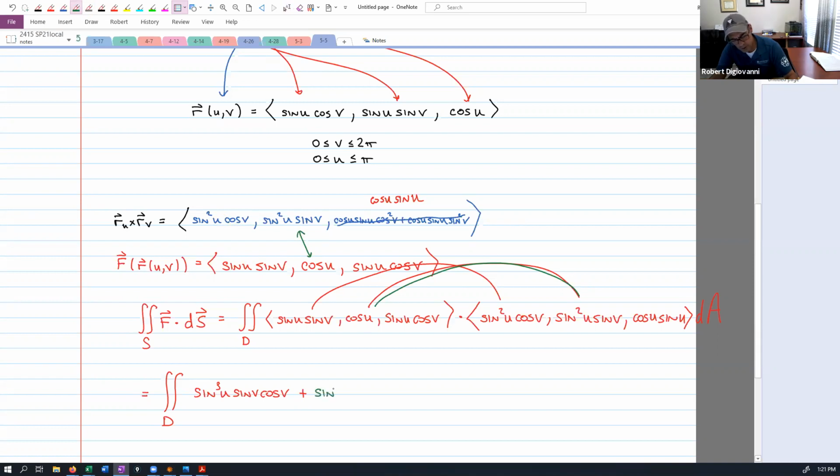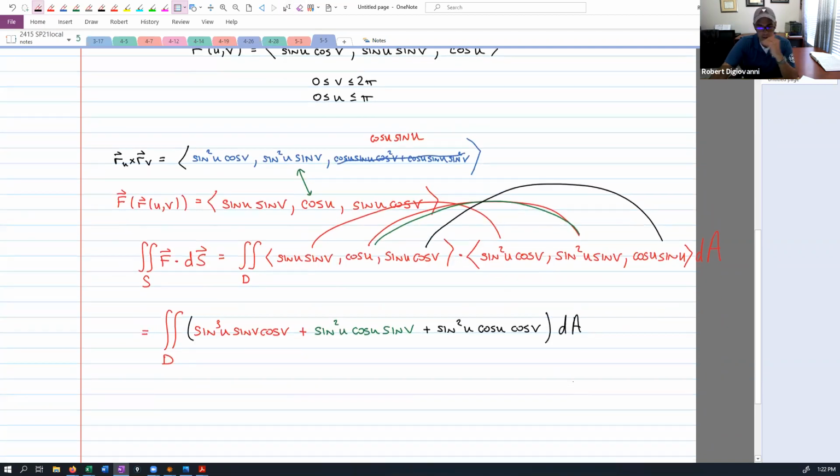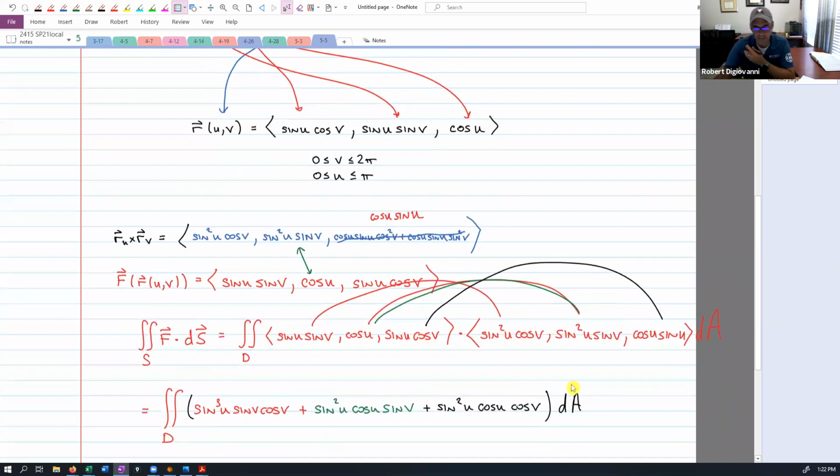That should be sine squared u, cosine u, sine v. And then the last multiplication for the dot product should be these. So plus sine squared u, cosine u, sine v, cosine v. There. dA. All right, I think that looks okay. I don't see anything wrong. I'd have to go back and look at what I did different in my work because something ain't right.